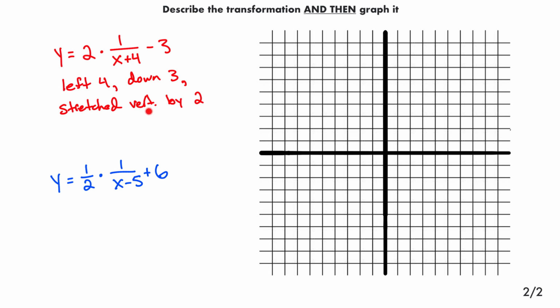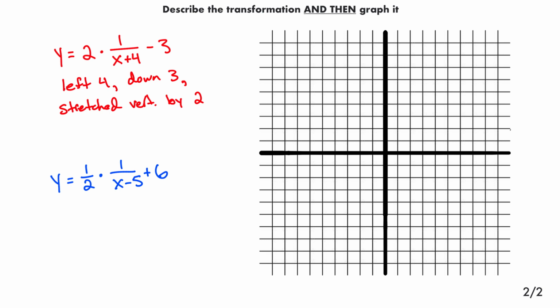You must say the word vertically. Otherwise, that would be the equivalent of, instead of saying left 4, me saying over 4. Over does not dictate what direction I am going. So we need to say specifically what direction. I just like to make sure that I focus on that. All right, now that I've got my description out of the way, now I can graph it.